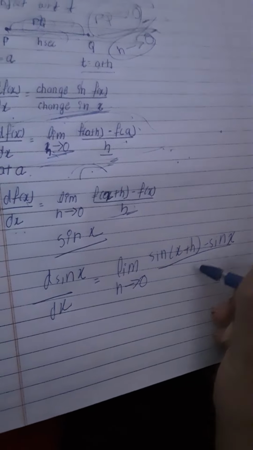Now look at this very carefully. As h approaches 0, the denominator is approaching 0. And as h approaches 0, sin(x plus h) is approaching sin x, and this value is already sin x, so sin x minus sin x means the numerator as a whole is approaching 0. So this is an indeterminate form, because it's in 0 by 0 form. So we have to make some changes here so that we can solve this indeterminate form.